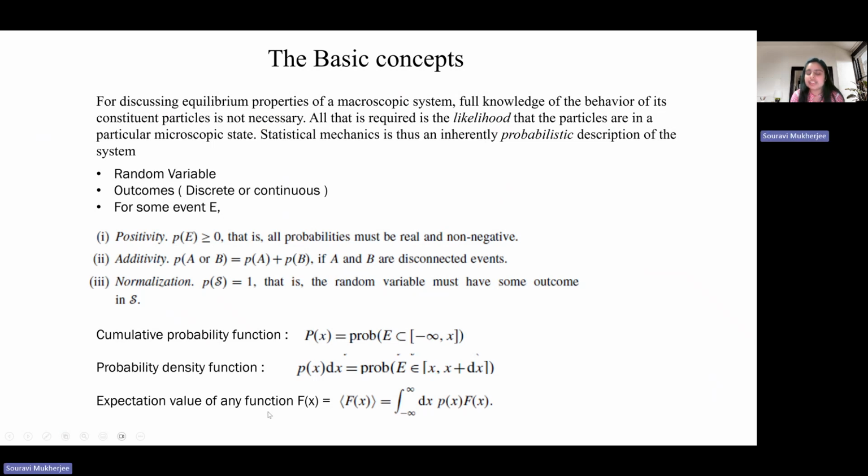Now, for any function f(x), so there's some random variable x, and it has some probability distribution p of x. If you want to find the expectation value of any function of this variable, some f of x, how do you do it? You do an integration of f(x) p(x) dx. This p(x), or you can write it as rho(x), and then you do an integration from minus infinity to infinity. So that would give you the expectation value.